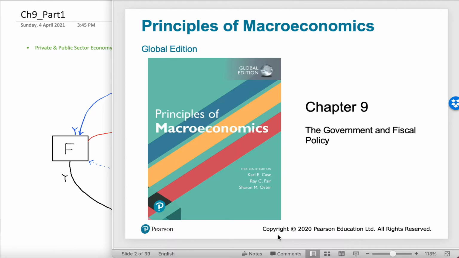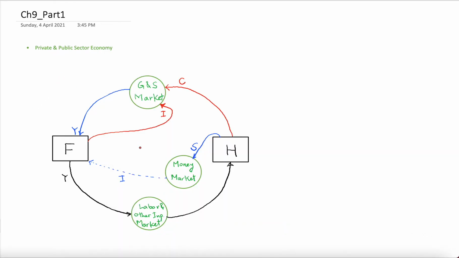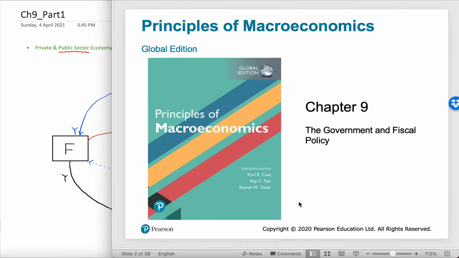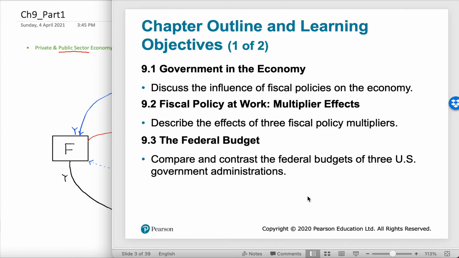So our model, this flow diagram, is coming from chapter 8. We are going to add the public sector into this. So the public sector, we're going to add it. All right. And by doing so, these are our learning objectives.